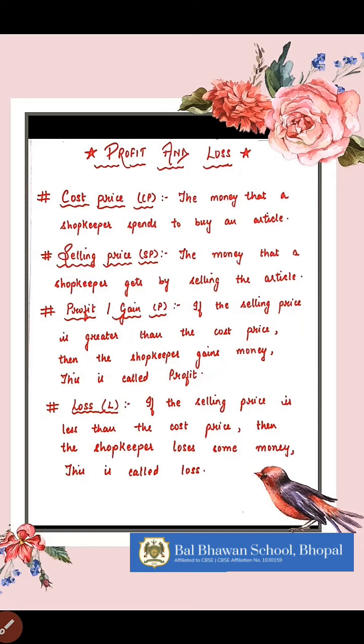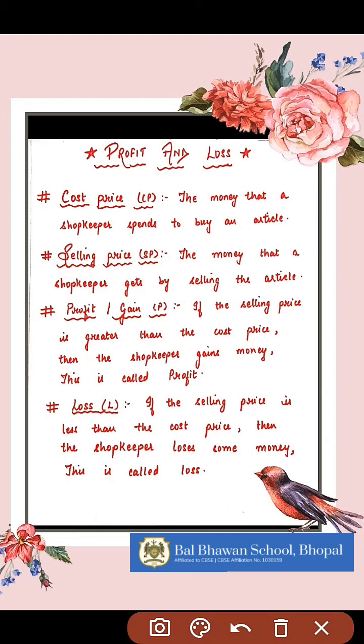The first one is cost price. Children, the cost price will be the amount at which the shopkeeper buys an item. Of course, the shopkeeper needs to get the article from some place like the manufacturer or factory, where the good has been produced. So that amount at which the shopkeeper himself bought the article is called the cost price.